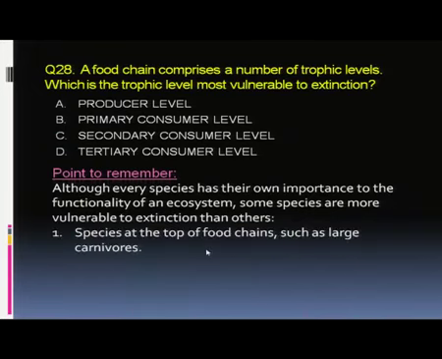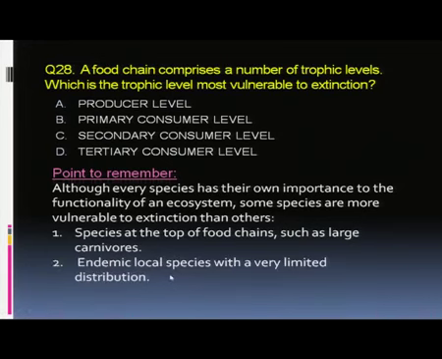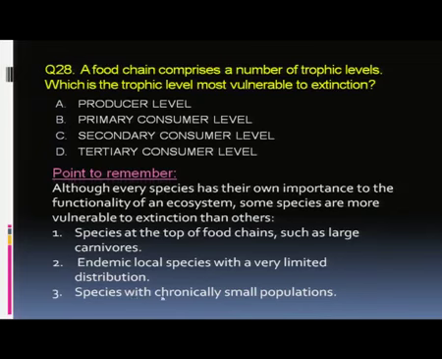And what are those species? Number 1, those which are at the top of food chains such as large carnivores. Number 2, endemic local species. I told you earlier that endemic species are also vulnerable because they have a very limited distribution. Third, species with chronically small populations. The species which have very small populations, again they are vulnerable. And the next one is the migratory species which migrate from one place to another, and if that particular migratory habitat gets destroyed, the species will not get the required resources and it might pose a threat to them.